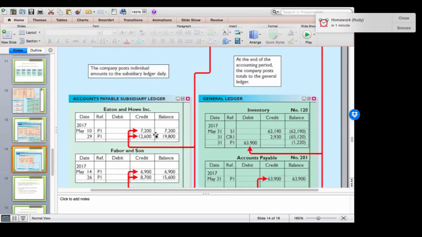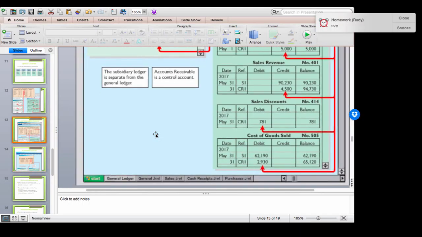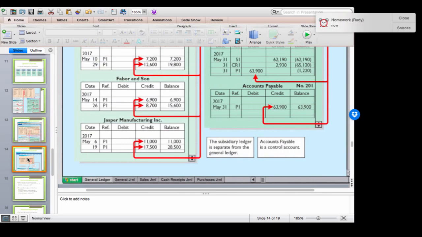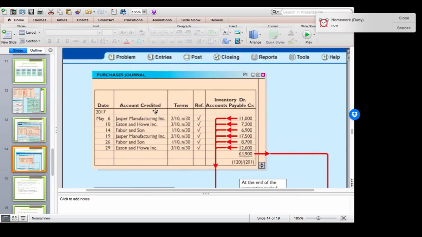And last is the purchase journal. Sorry about that. My computer is a little slow. It's not reacting fast enough to what I'm trying to tell it to do.